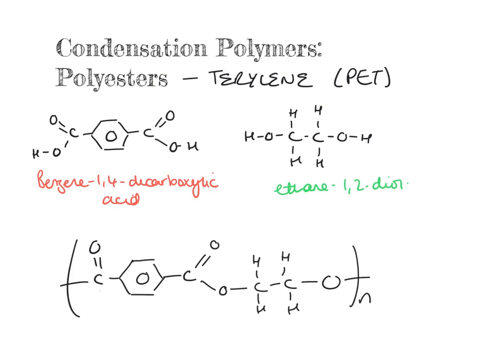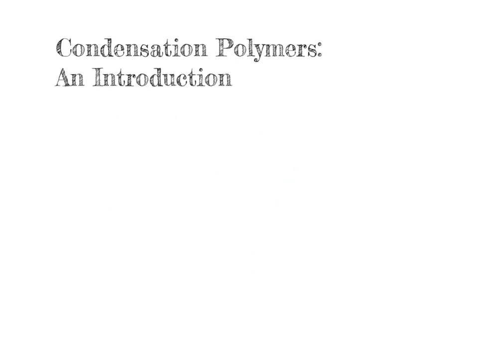So terylene, Kevlar, and nylon 6,6 are your three examples that you need to make sure you know. You need to know the starting materials, and you need to know how to draw the polymer. Okay, and I'm going to leave it there for your introduction to polymerisation. So I've reminded you of addition polymerisation. You need to make sure that you know it. I've shown you two different types of condensation polymer, a polyamide and a polyester.